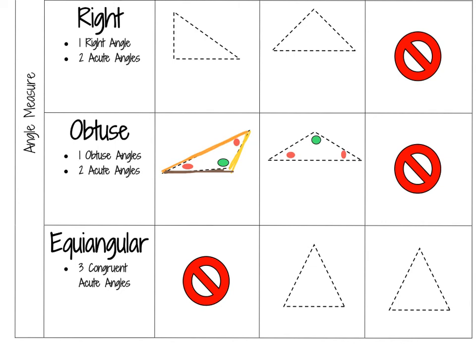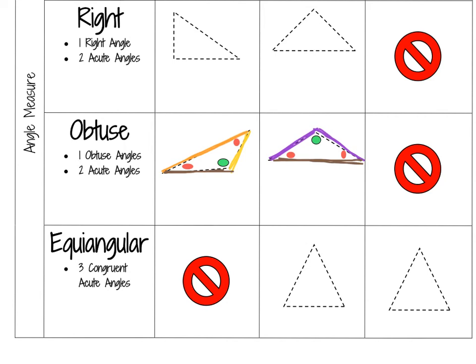In an obtuse triangle that is isosceles, we would have two sides that are congruent and one side that isn't congruent. And you cannot have an obtuse equiangular triangle. Last one, equiangular. So equiangular, you cannot have a scalene. You must either have an isosceles or an equiangular equilateral.